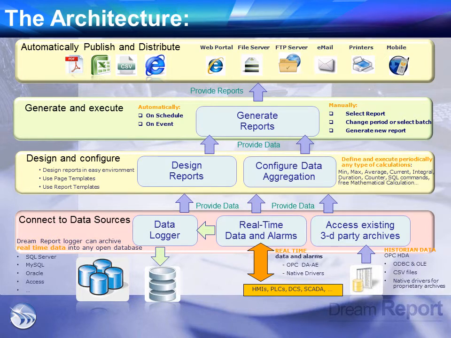When a report is generated, it can be saved in secure PDF, Excel, or CSV format, or created as a web page report. Dream Report doesn't require a Microsoft Excel license, as it has the Excel runtime library integrated into the software. All reports, even PDF and Excel, can also be automatically published on a web portal, stored on a local or remote file server, or sent by email, and again, we don't require an emailing software license like Outlook or Lotus.